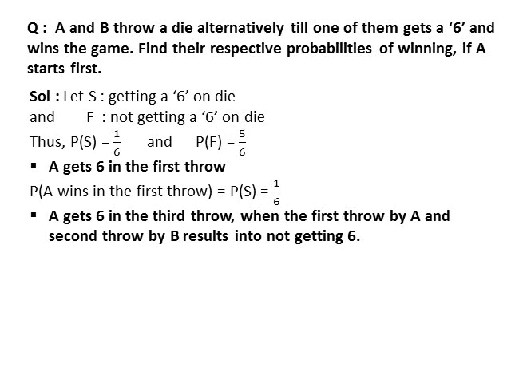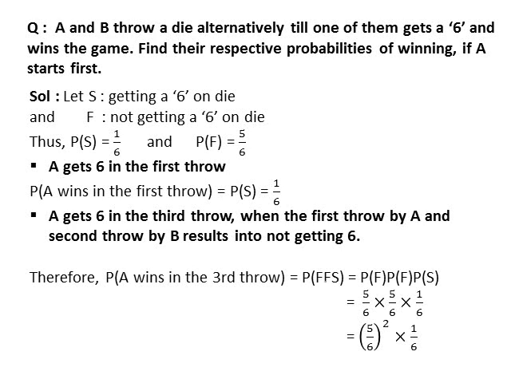So the second case arises that A gets 6 in the third throw, when the first throw by A and the second throw by B result in not getting 6. Therefore, the probability that A wins in the third throw equals P(F) multiply P(F) multiply P(S), which equals 5 by 6 multiply 5 by 6 multiply 1 by 6, which is also equal to 5 by 6 whole square multiply 1 by 6.